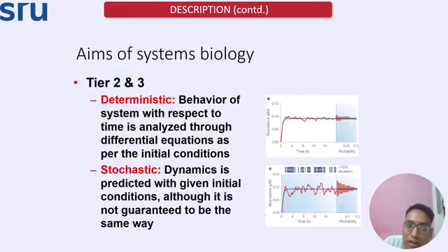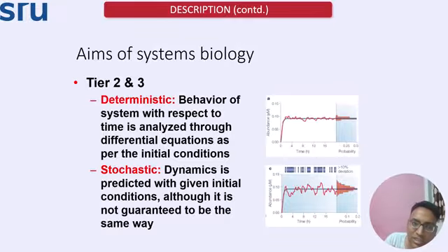Now see the next part. Here, the tier 2 and tier 3 parts are responsible for the deterministic and stochastic parts. Deterministic, as we have been discussing, means that if we are able to build the equations properly, we should be able to find out exactly how the product will change if you change some reactants, and at one point it will change. What will be the rate?